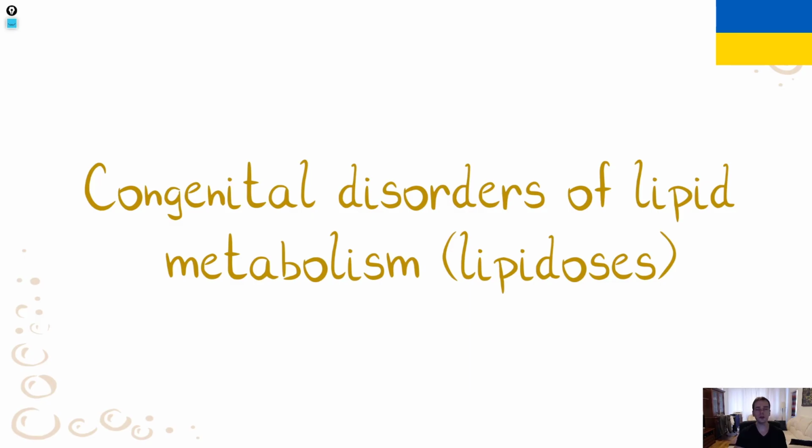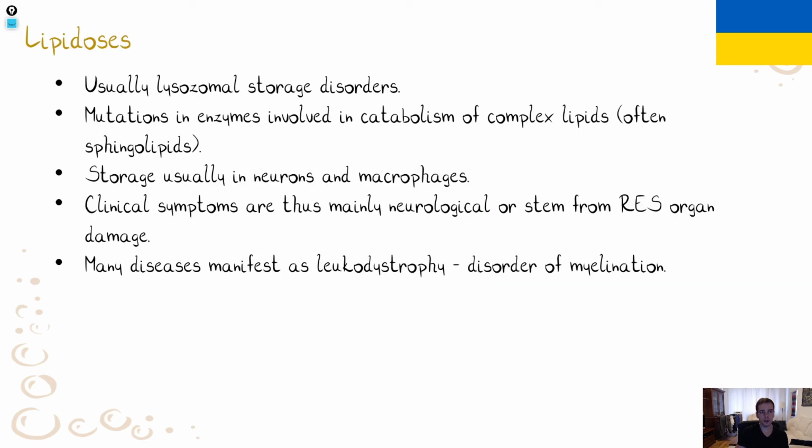And we will proceed to congenital disorders of lipid metabolism. There are typical examples of lysosomal storage disorders. The mutations usually affect enzymes that are involved in catabolism of complex lipids, very often sphingolipids. And the storage is usually found in the CNS, neurons and other cells, and macrophages.